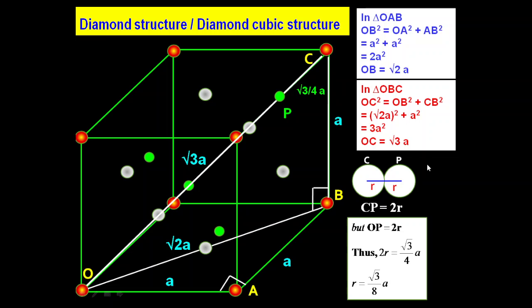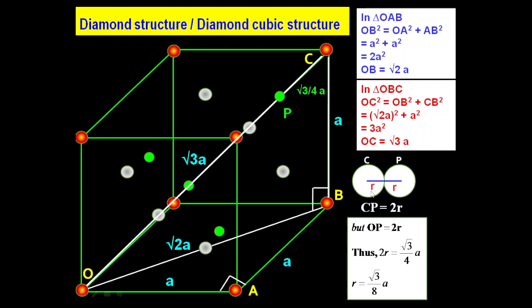The C and P atoms are placed very close to each other, such that their boundaries are coinciding. So the distance between the atoms C and P... here the C and P atoms appear far apart, but C and P atoms are closely placed together, joined to each other. So their radii are joined together. So the distance between the atoms C and P is nothing but R plus R, twice R.